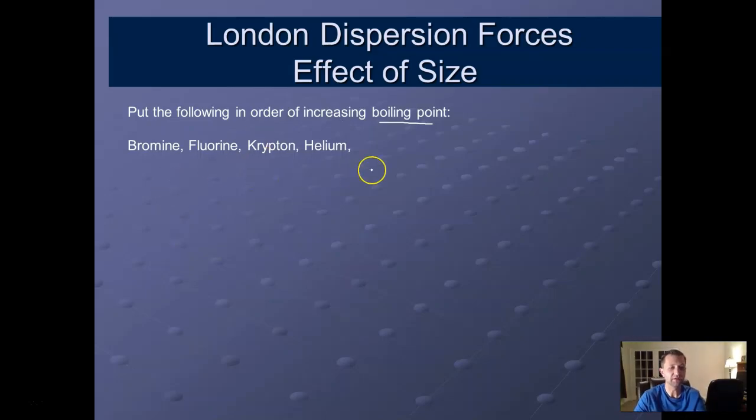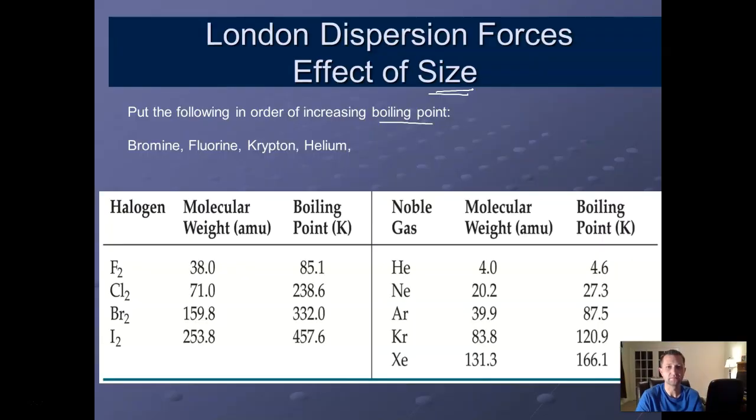So take a second, try to figure this out. You can pause the video and see if you can do it. Look at the periodic table and look at the size, right? We're looking at that right now, of bromine, fluorine, krypton, helium, and see what you get. Okay, you can take a look at these.